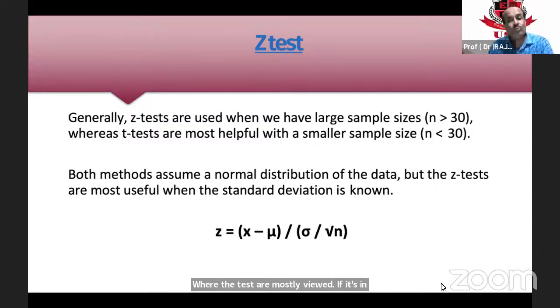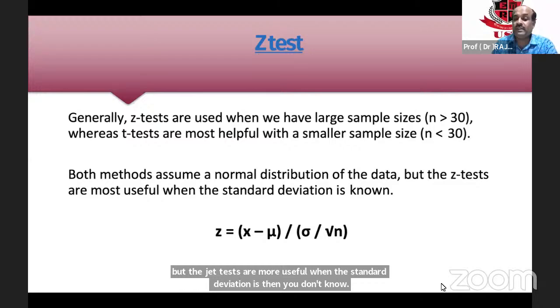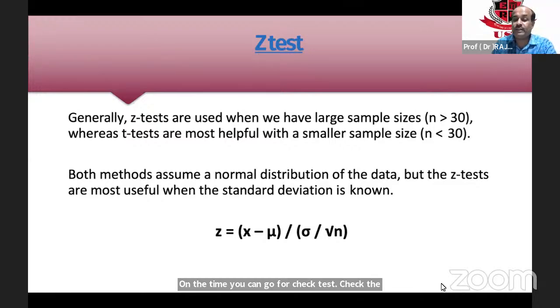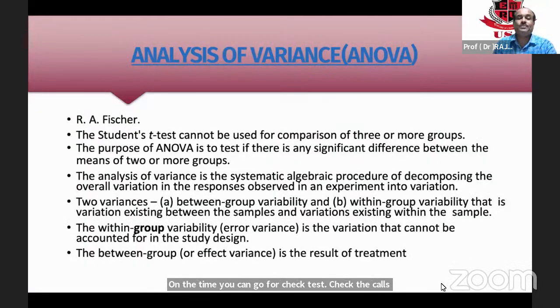Otherwise, if it is more, then we'll go for a Z test. Both methods assume a normal distribution of the data, but Z tests are more useful when the standard deviation is known; if you don't know it, you can go for a t-test. Z equals X minus mu divided by sigma over root n.